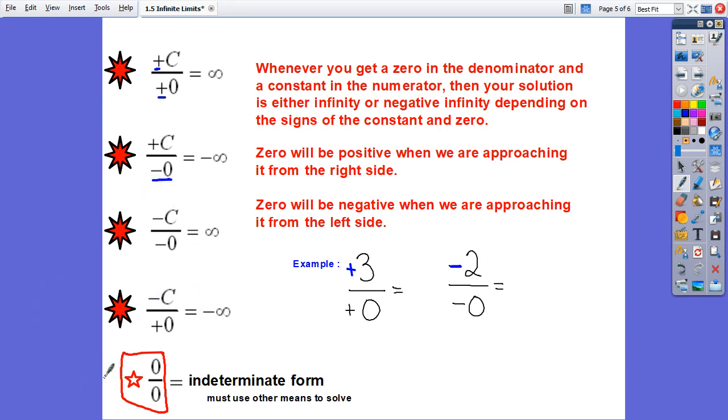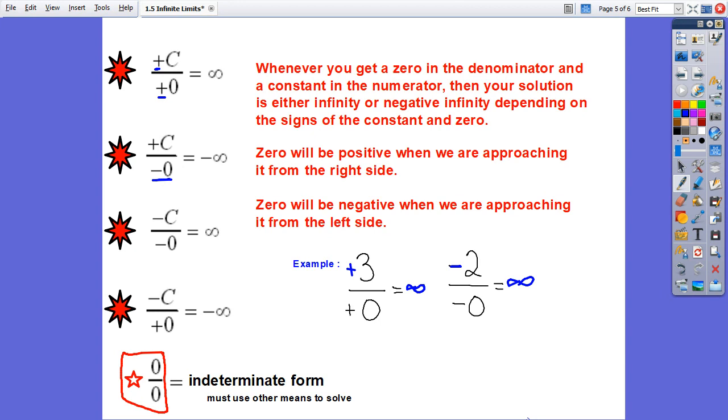And then once you label those, then it's either infinity or negative infinity. We just got to figure out the signs. And so a positive over a positive is positive infinity. Or a negative over a negative is also positive infinity. Okay? So you already marked infinity to the right. We just got to figure out if it's positive or negative infinity.